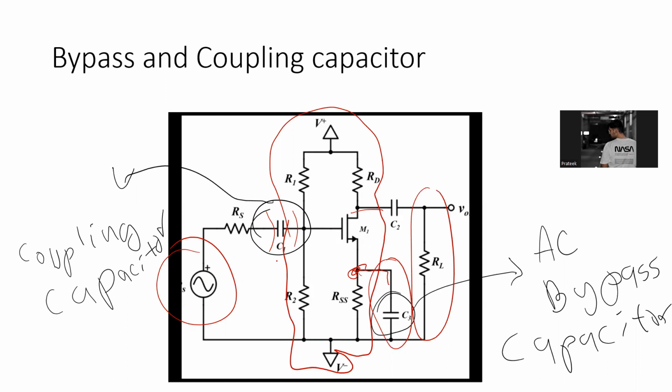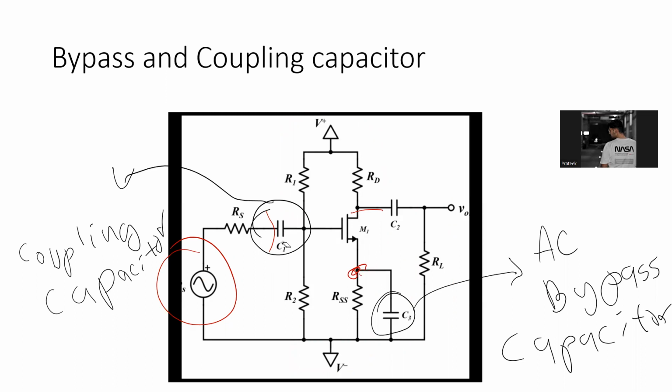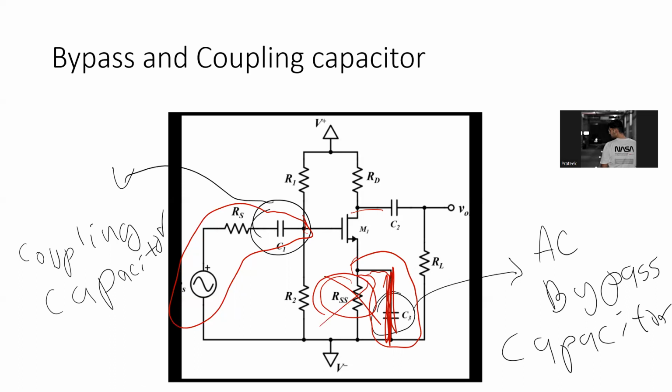There's a terminology associated with this. When you use a capacitor to connect something, you call that a coupling capacitor. When you use a capacitor to bypass an element in the DC circuit, you call that a bypass capacitor. So this would be a bypass capacitor because its sole function is so that in AC, you don't see this RSS. Whereas this is a coupling capacitor because its sole function is that in AC, the load is in there, but in DC, it's not. And this is also a coupling capacitor because in DC, the AC source is not in there, but in AC, it is.